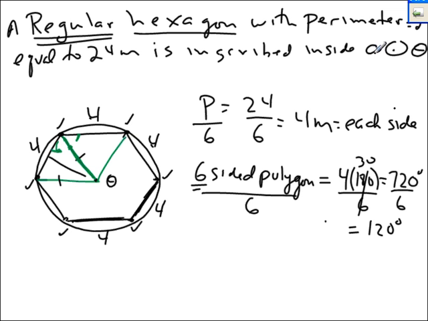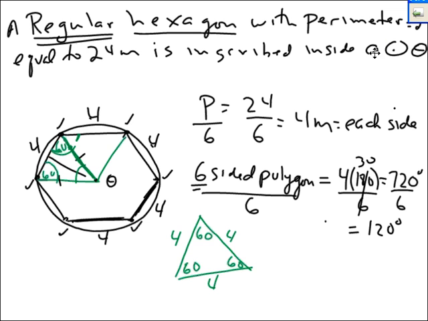This angle right here is 60. This angle right here is 60. And this angle over here is 60. So let's look at this a little bit closer. 60, 60, and this is also 60. That means it's equilateral. All 3 sides are the same.